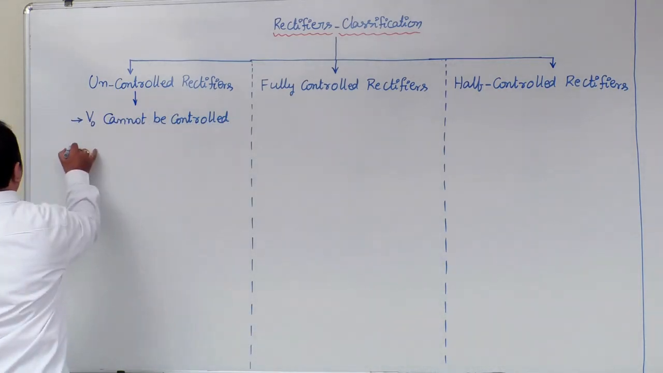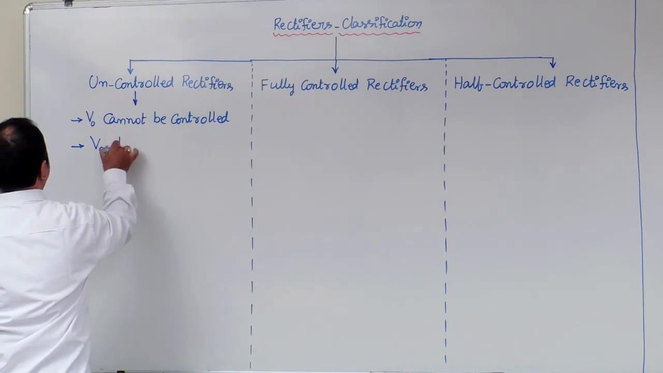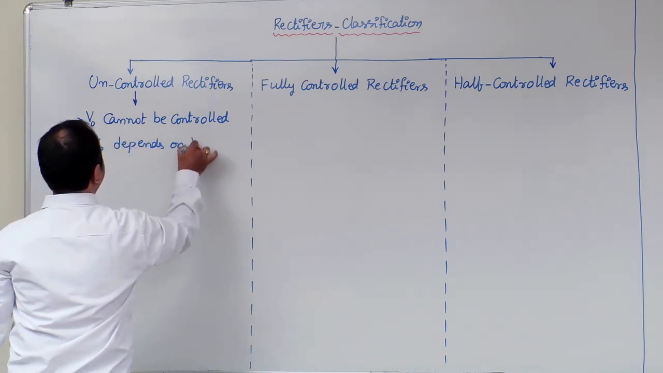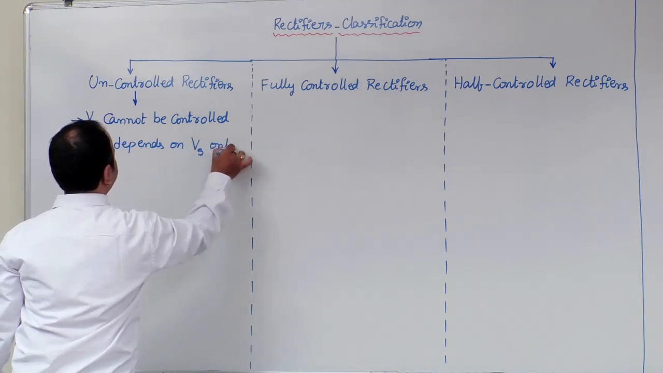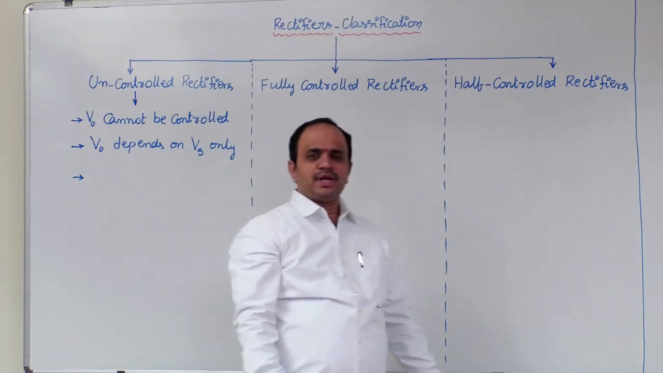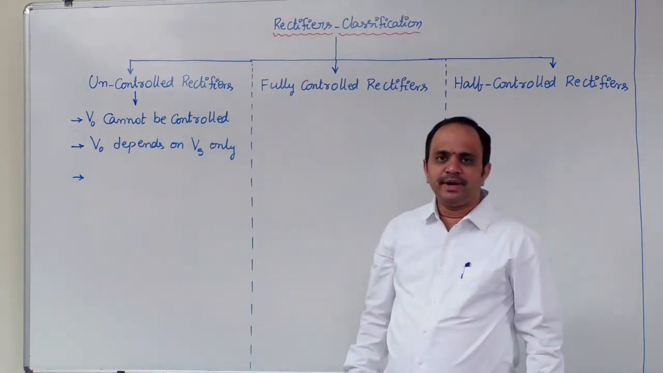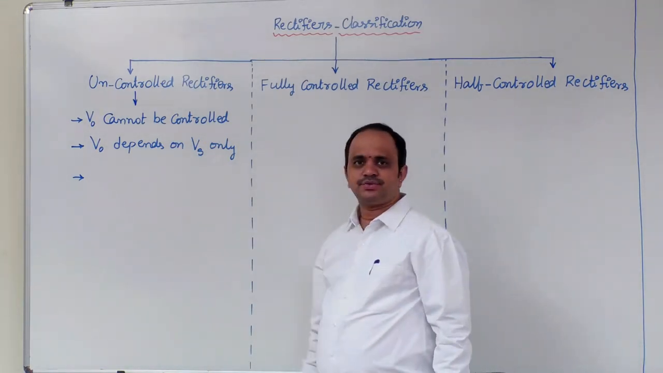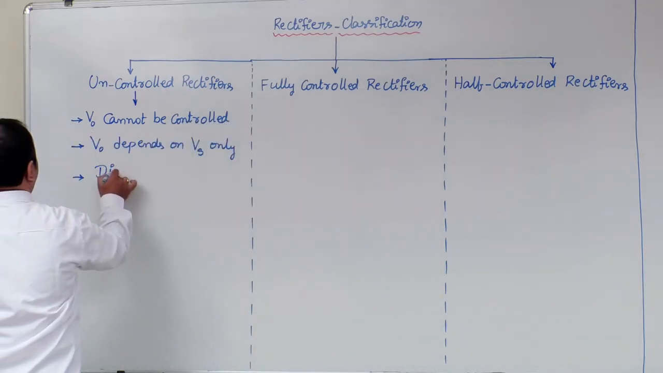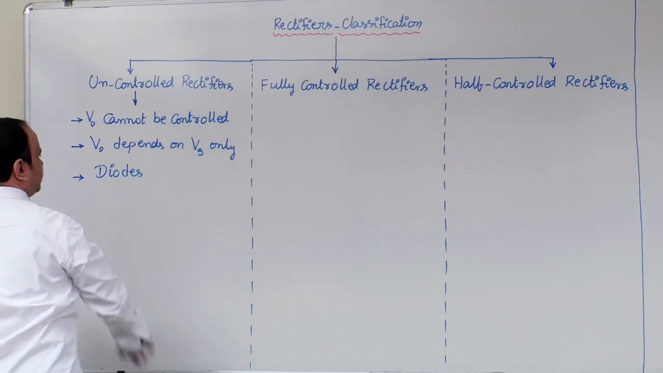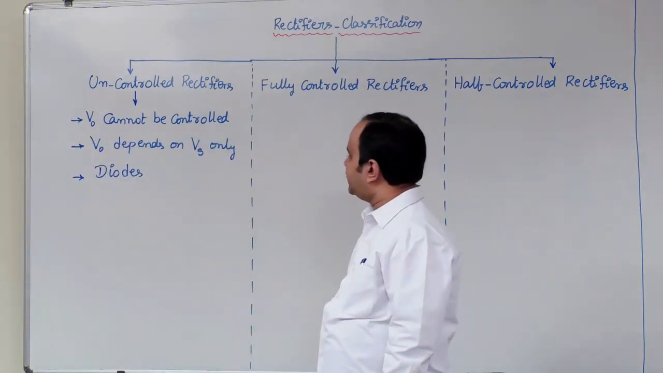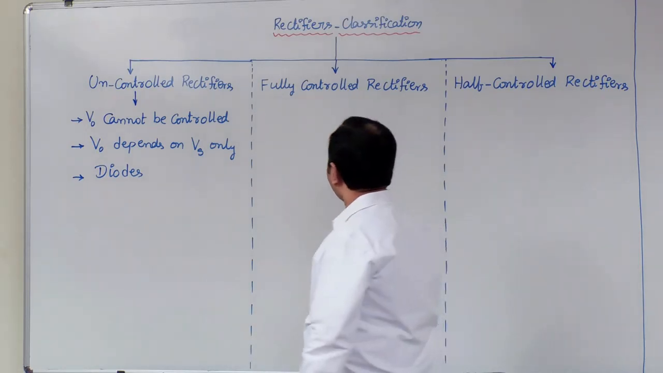Okay, and V naught depends on source voltage only. The average value of output voltage depends on source voltage only. These circuits are designed with diodes. Okay, next.